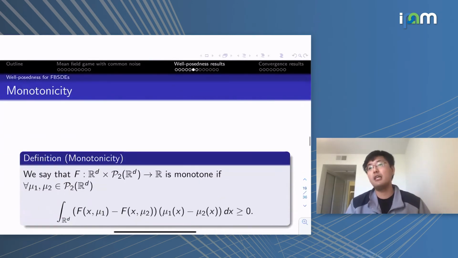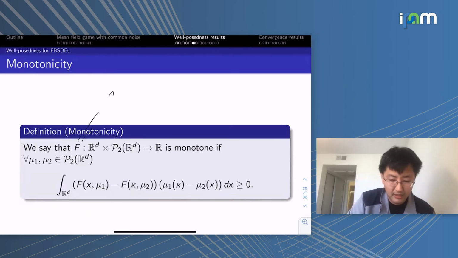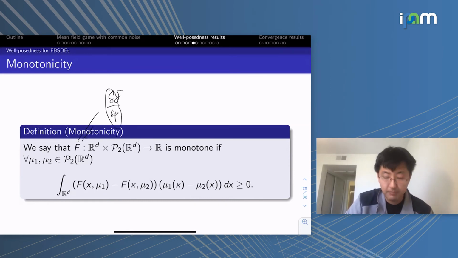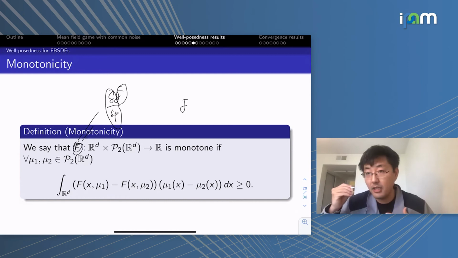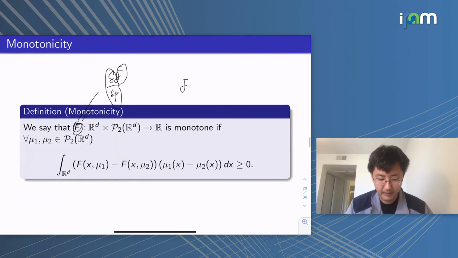Okay, so here is the monotonicity assumption. And I said that this is some convexity assumption. Why? Because we can assume that we have a calligraphic F whose derivative, the Lions derivative, gives F. So this calligraphic F is some potential for F. And this monotonicity of F means that calligraphic F is convex in the mu variable. This is what I just wanted to mention. And this monotonicity assumption was introduced by Lions.